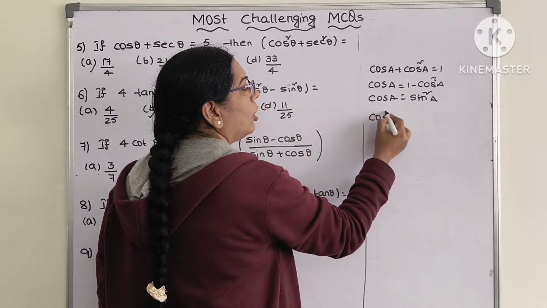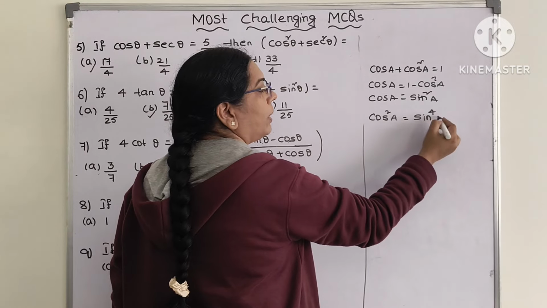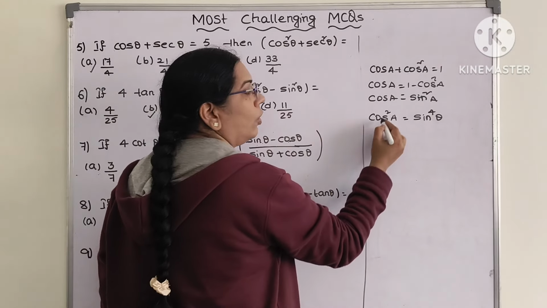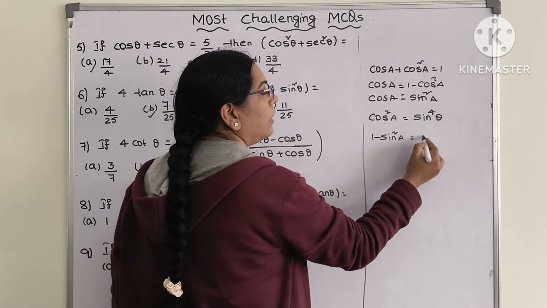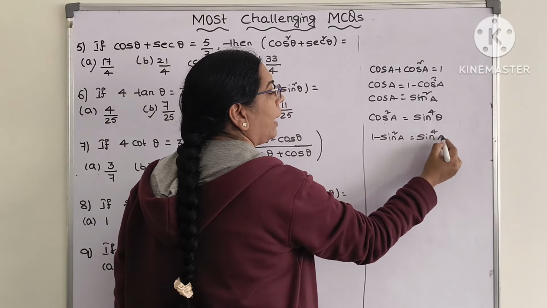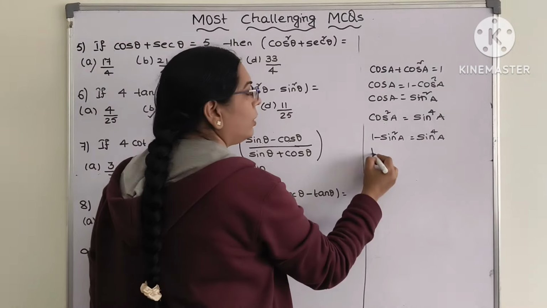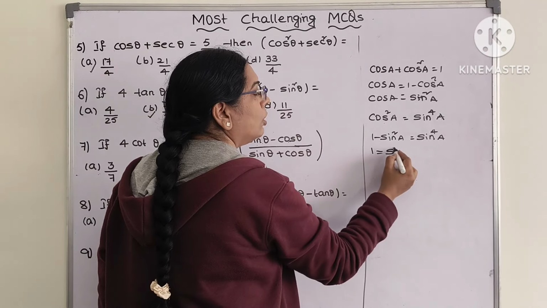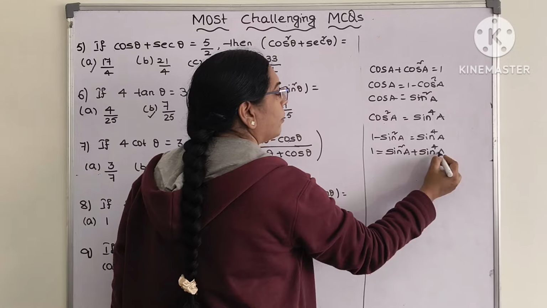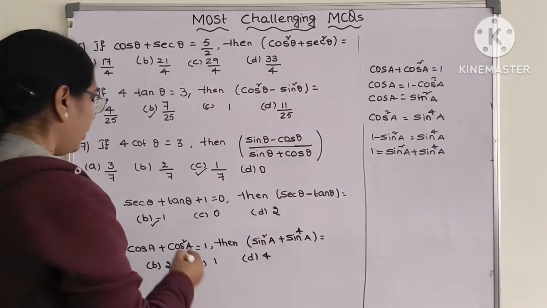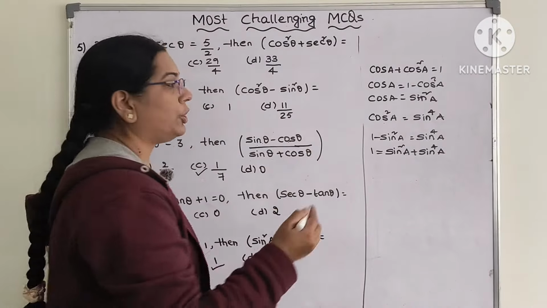Square it on both sides. Cos square a is equal to, when you square it, sin power 4a. So how can I write cos square a as 1 minus sin square a is equal to sin power 4a. Take minus sin square a to the other side. So 1 is equal to sin square a plus sin power 4a. So what is the value? The value is 1. Children, you may expect similar questions.